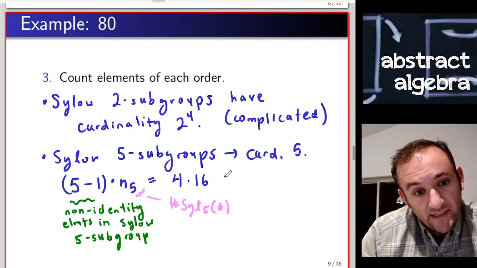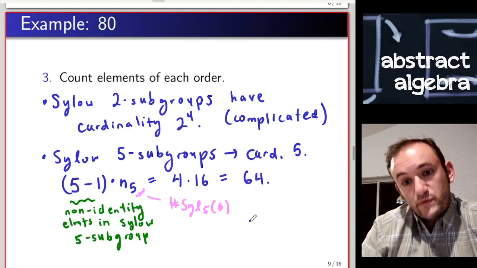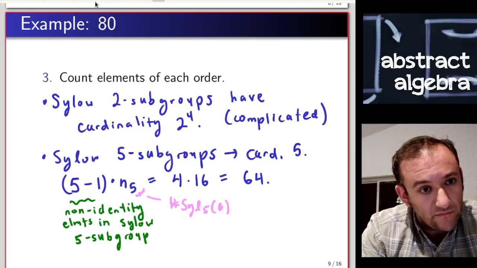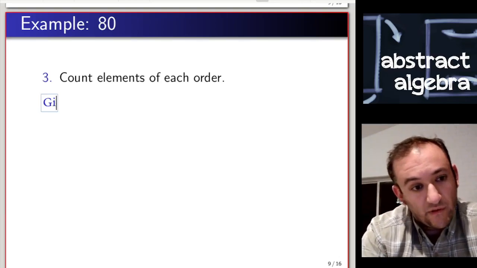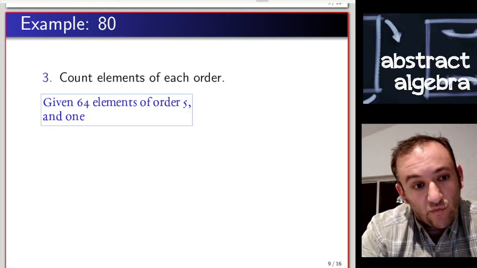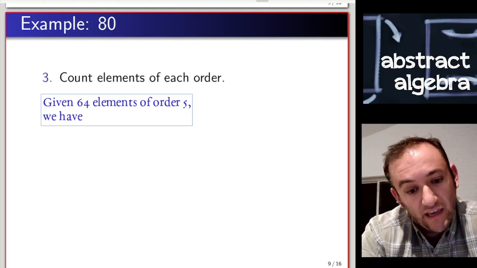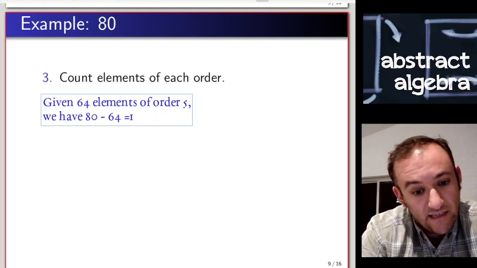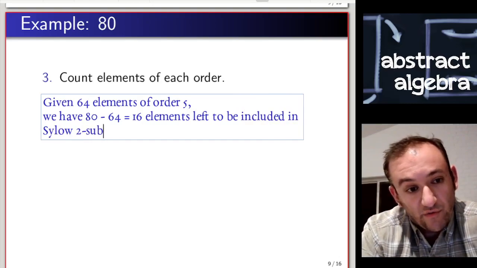Back to the calculation, this would give us 64 elements. Okay. So that means we have 64 elements of order 5. But that means that, given 64 elements of order 5 and 1 identity element, or actually let's leave the identity element aside for now, we have 80 minus 64 elements, and that's obviously 16, left to be included in Sylow 2 subgroups.